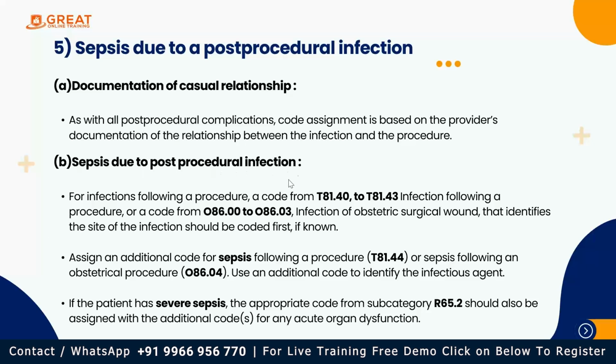Sepsis due to post-procedural infection. For infections following a procedure, a code from T81.40 to T81.43, infection following a procedure, or a code from O86.00 to O86.03, infection of obstetric surgical wound, that identifies the site of infection should be coded first if known. Assign an additional code for sepsis following procedure T81.44 or sepsis following an obstetric procedure O86.04, and use additional code to identify infectious agent.